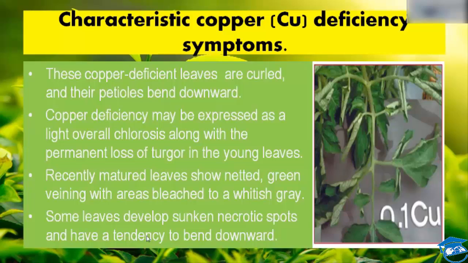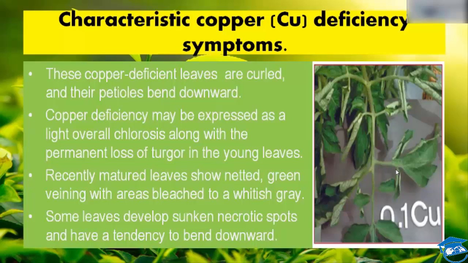Now come to the characteristic copper deficiency symptoms. This is the leaf which is showing the deficiency symptom of copper. These are the copper deficient leaves. They become curled. As you can see, this curling has taken place and their petiole, they bend downward. So this is the petiole of the leaf which bends downward.